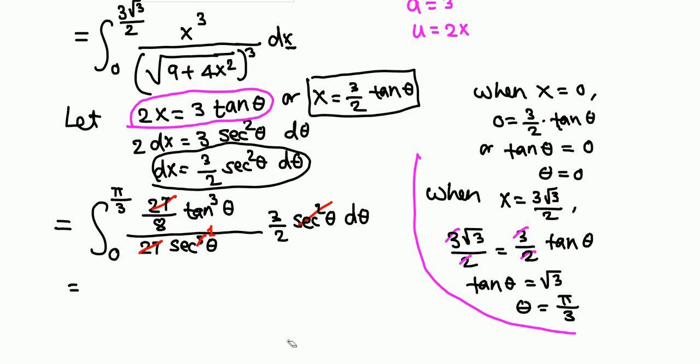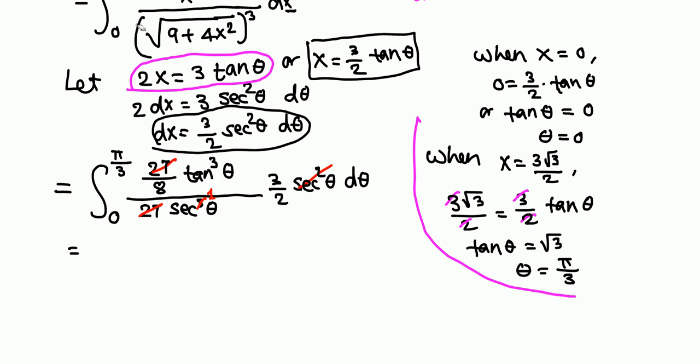Now we are left with 0 to pi over 3, 8 on the bottom, 3 halves, so 3 over 2 times 8, 16. 3 over 16, and in fact we can pull that number outside. Okay, so 3 over 16 outside, tangent cubed over secant theta d theta.